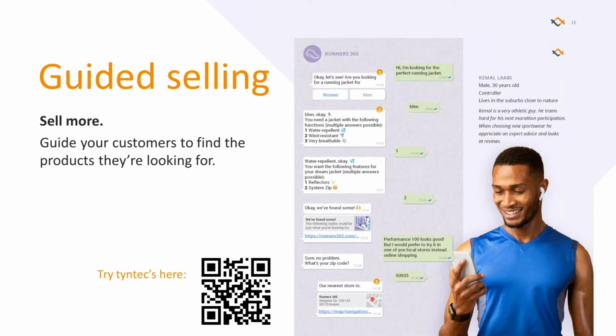You can also make use of guided selling. So you can implement buttons to give your customers a path to follow when they're communicating with you. You can even try this out with tyntec here if you take this QR code and scan it with your mobile device. This helps customers reach information that they need fast. You can always provide an escalation button for a support team member if they need to reach out to a human being as well.